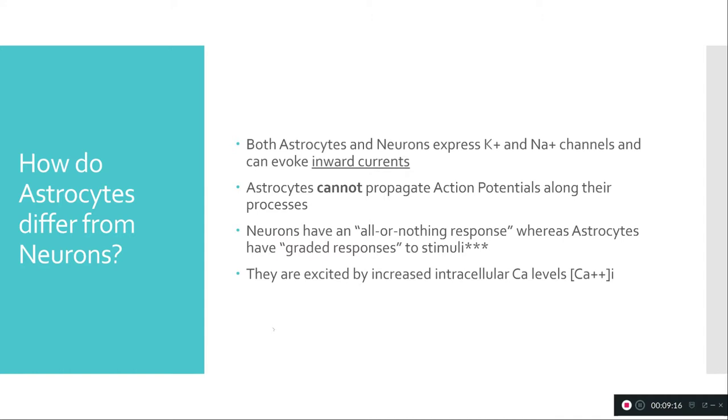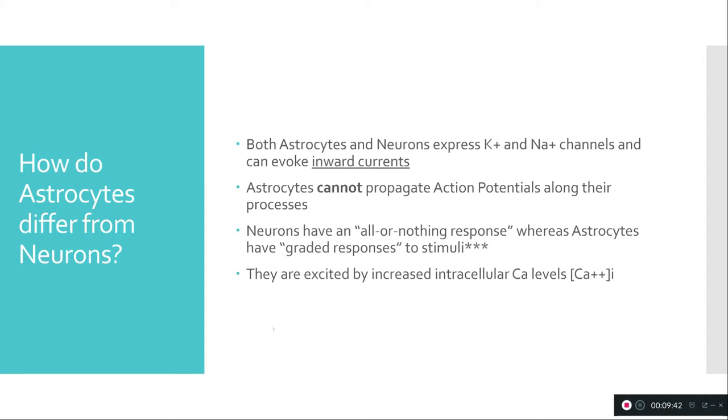Right? We know that neurons are excitatory cells. They're going to conduct action potentials. Both astrocytes and neurons express potassium and sodium channels and can evoke inward currents. Okay, this is different from action potentials, right? Because astrocytes do not propagate action potentials along their processes. That is not their function. They're not sending electrical synapses to different cells per se. Now, at least not in the same way as a neuron.